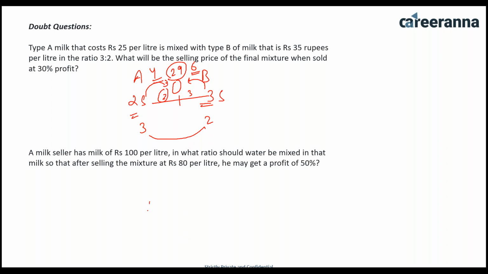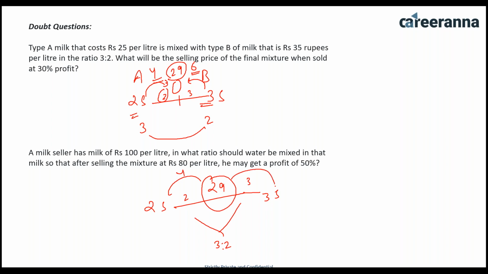Let me explain it again. 25, 35, given ratio is 3:2. But I want a number to be somewhere between, right? So I just have to swap the ratio. It will be 2 here and 3 here. So the number will be 29 because the difference is 4 and here the difference is 6. This is 2 and 3. This will be 2:3. Is it clear to all? So it becomes 29. Cost price will be 29.